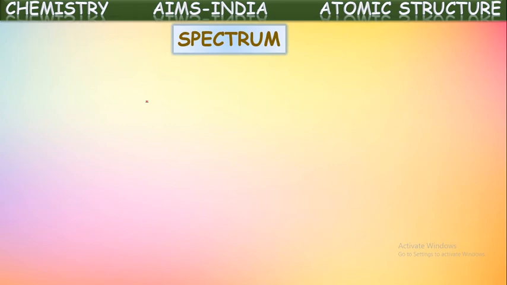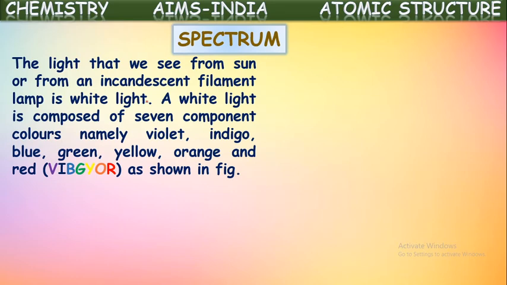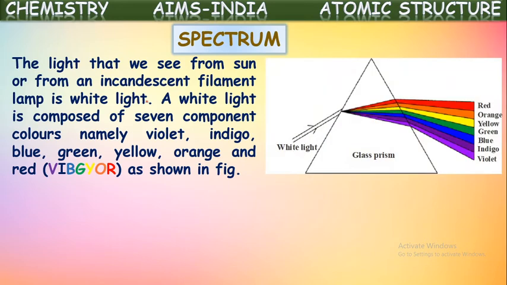Next, spectrum, the electromagnetic spectrum. The light that we see from the sun or from an incandescent filament lamp is white light. A white light is composed of 7 component colors, namely violet, indigo, blue, green, yellow, orange, and red, as shown in the figure. We know the light emitted from the sun or an incandescent filament bulb is called white light. Actually, this white light is a combination of 7 colors.